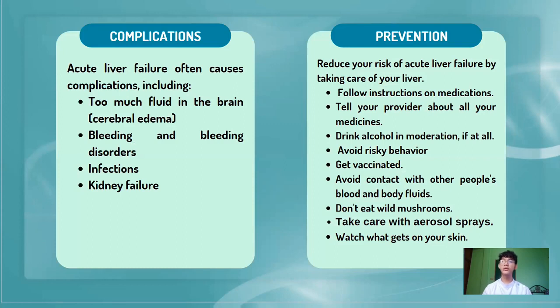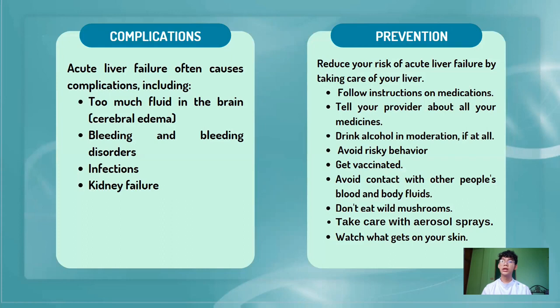Complications. Acute liver failure often causes complications, including too much fluid in the brain, or cerebral edema. Too much fluid causes pressure to build up in your brain, which can lead to disorientation, severe mental confusion, and seizures. Second, bleeding and bleeding disorders. A failing liver cannot make enough clotting factors, which help blood to clot. Bleeding in the gastrointestinal tract is common with this condition. It may be difficult to control.